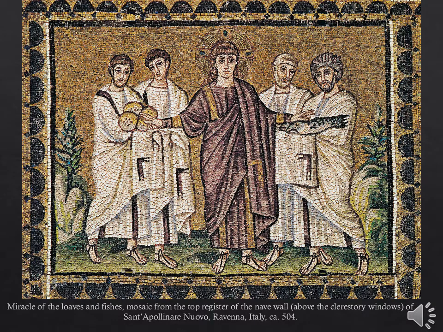This is one of the mosaics that we see in that church, the Miracle of the Loaves and Fishes, which is a mosaic from the top register above the clerestory, and done around the year 504. And again, what a radical shift from those anonymous shepherds to this. There's Christ in the center. He's wearing gold and purple again. Those are the colors of the emperor, by the way, so very important symbolism there. Instead of a blue sky, he's got a golden background representing the glory of heaven.